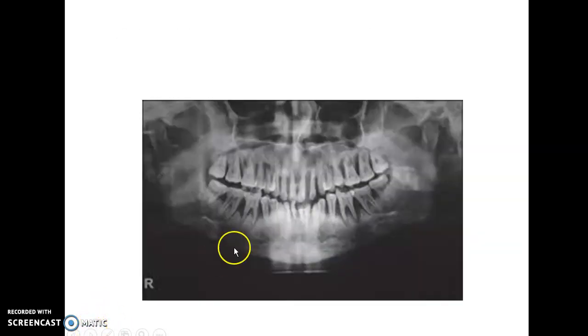Here's a panoramic x-ray of another patient with generalized, very severe bone loss. This molar is barely in the bone at all. I'm certain it's very mobile and not very comfortable to chew with this set of teeth. Another tooth hardly in the bone, very generalized severe bone loss here.